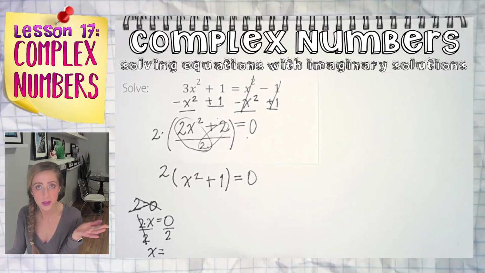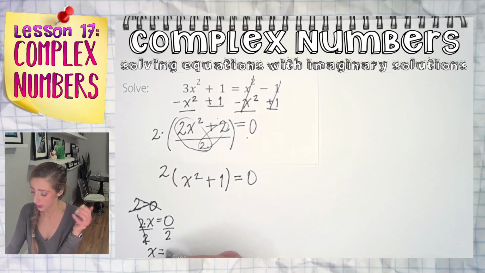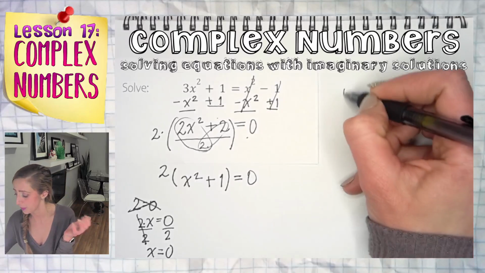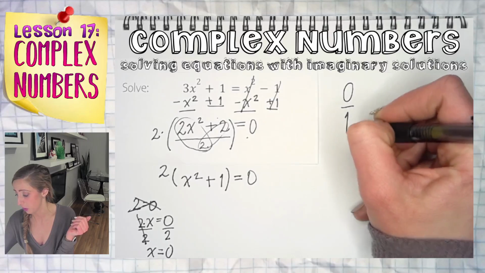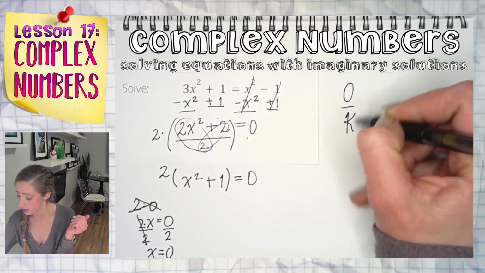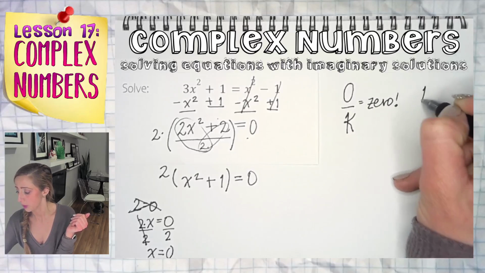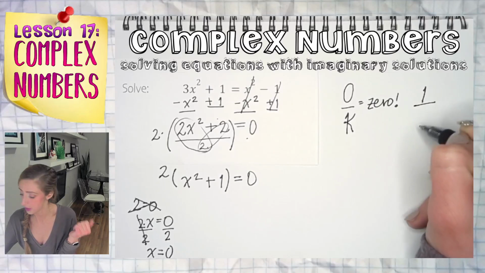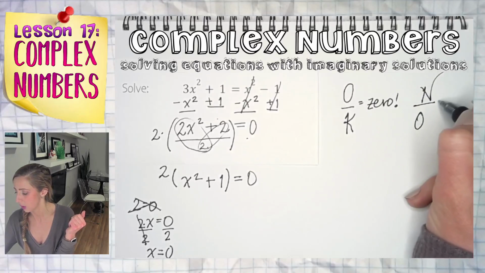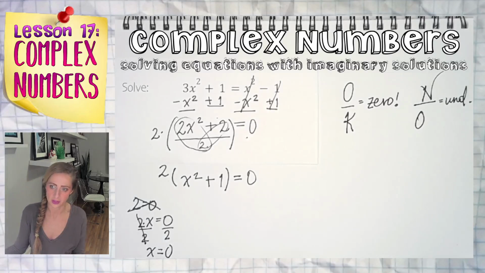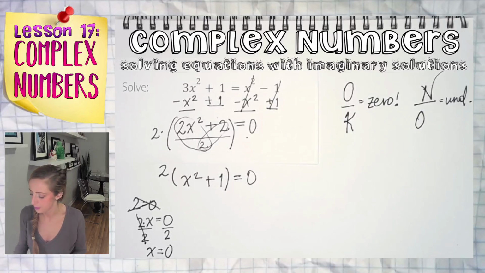It's 0, not 2, not 1, not undefined. So what do we need to remember? 0 over a number like 1 is okay, and that is 0. But what about 1, just using 1 as my example, over 0? No. That, my friend, is undefined. Please remember that. So 0 over 2 is just 0, okay?